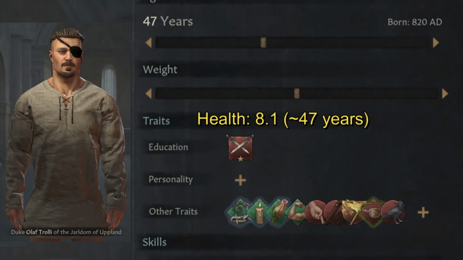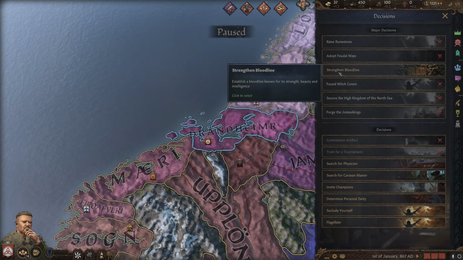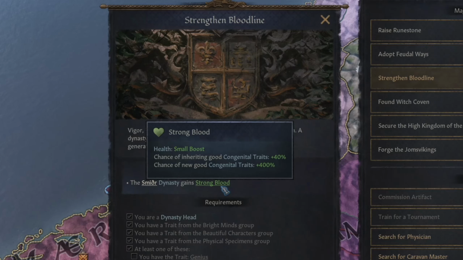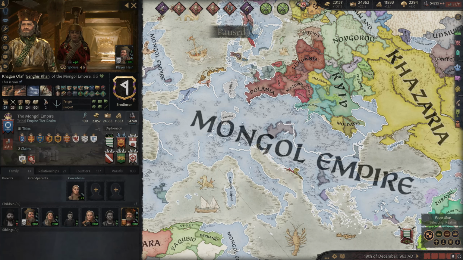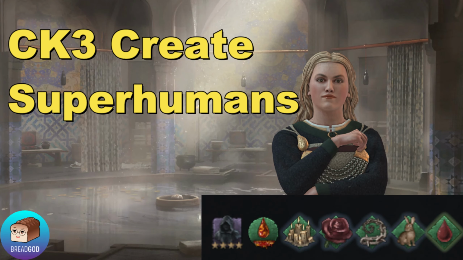Prime Olaf also has 8.1 health but can expect to live for 47 years. He is the middle ground. For any age, don't forget to take the strengthened bloodline decision, which adds 0.25 health and buffs for genetics. Here's a mid-game state of a baby Olaf forming the Mongol Empire and taking over Europe. I have an in-depth guide on genetics on my channel if you need some tips.